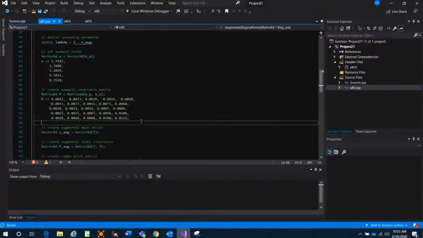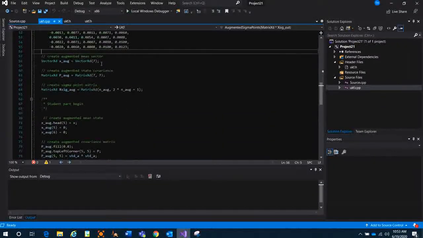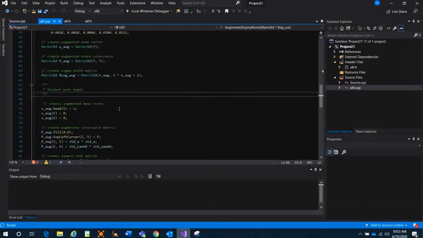So how to do that? Okay, we create a 7 by 7 augmented covariance matrix right here, and we also create the augmented sigma point matrix. You see, n_aug equals 7, so the augmented sigma point matrix is 7 rows and 2 times 7 plus 1, 15 columns, right?